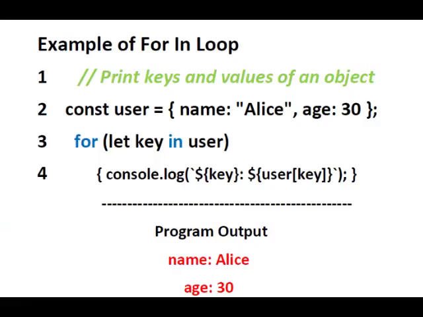In contrast, a for-in loop is designed to iterate over the properties of an object. It is a simpler way to loop through the keys of an object, making it ideal for working with objects directly without needing to know the structure's size or indices.